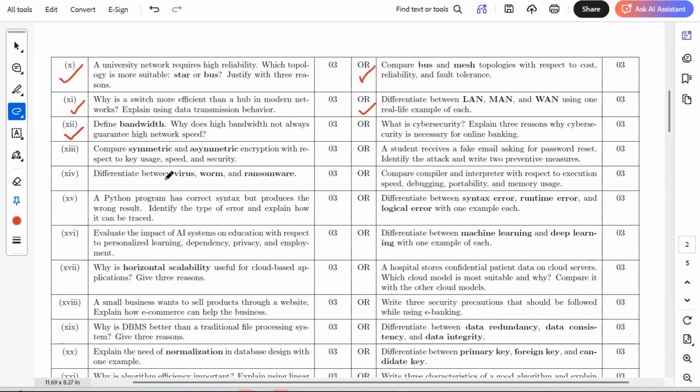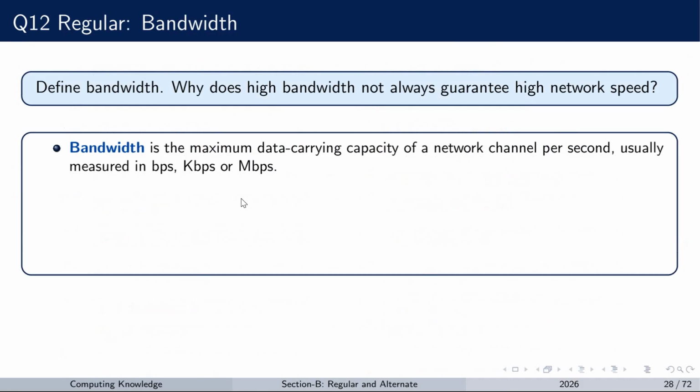12th part: define bandwidth. Why does high bandwidth not always guarantee high network speed? Bandwidth is the maximum data carrying capacity of a network channel per second, usually measured in bits per second, kilobits per second, or megabits per second.